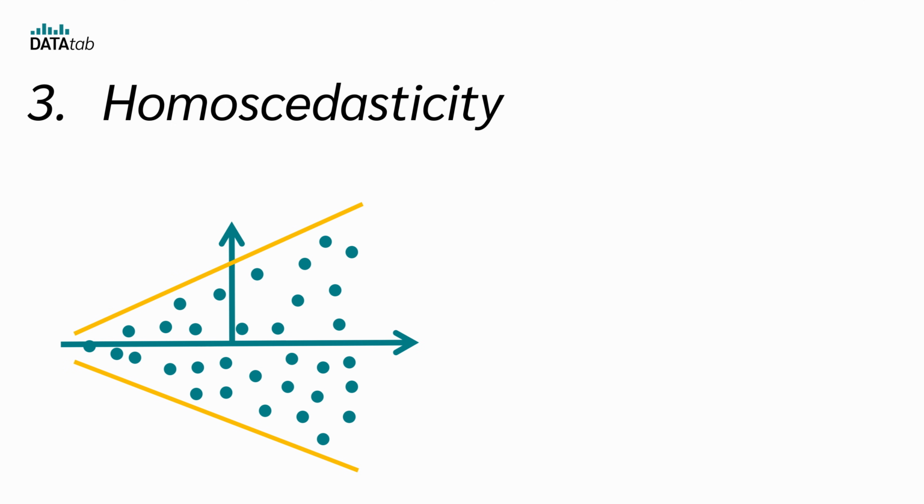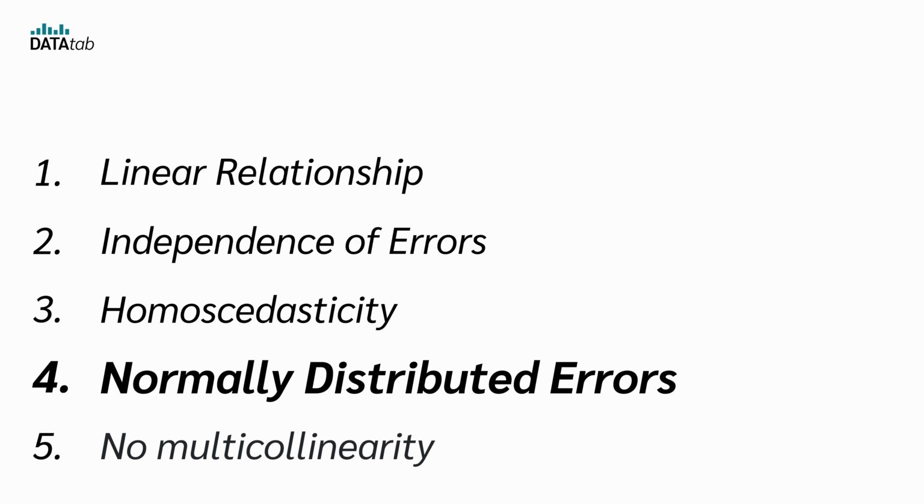But what about that case? Here we observe unequal variance. At low values of x, the errors are small, while at high values, the variance of the errors becomes much larger.